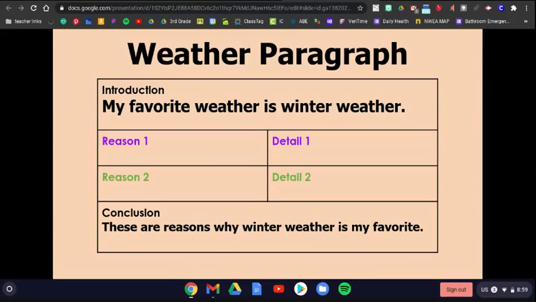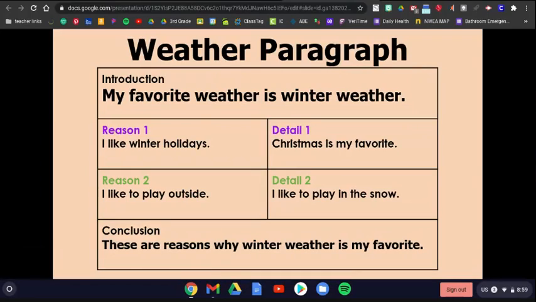When you have an introduction, you kind of do a lot of restating to explain to your reader what you're writing about. Because if we're writing together about winter weather, we know what we're talking about. But if Ms. Tarquinio came in and saw your work, she may not understand because she wasn't working with us. So she would need to know what you're talking about.